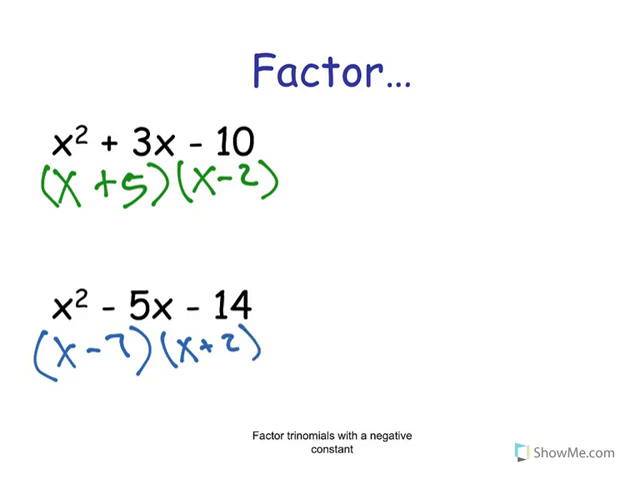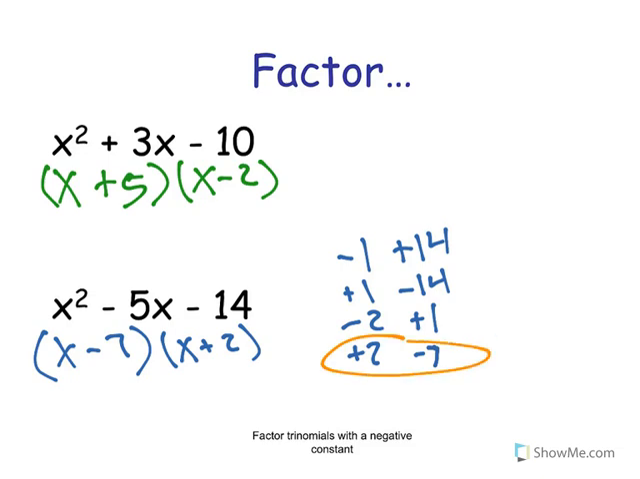And again, guys, if you're not sure, you're going to make a list. So these would be all my factors of negative 14. And I'm going to add each of the pairs, and I'm going to say which pair adds up to negative 5. And of course, it's this one, 2 and negative 7, and the order doesn't matter.